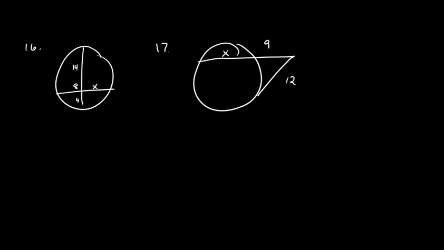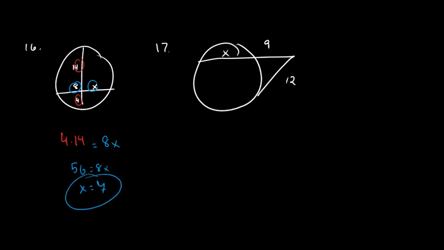Alright, number 16. If I have two chords that intersect, the product of the segments that make up one chord is equal to the product of the segments of the other chord. So 4 times 14, that's one chord, should equal 8 times x, 8x, and 4 times 14 is equal to 56. 8x, divide by 8 on both sides, and x equals 7.